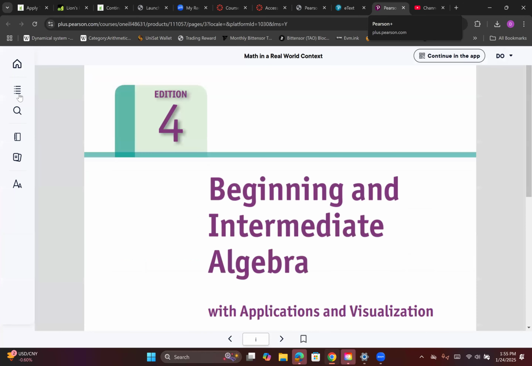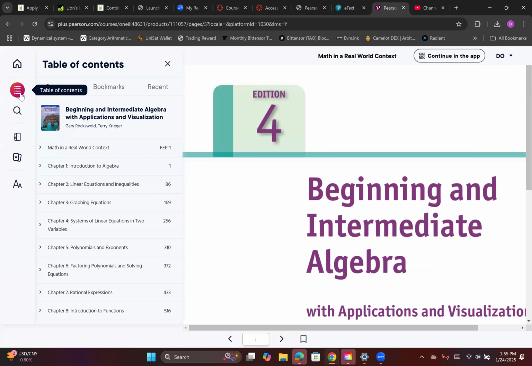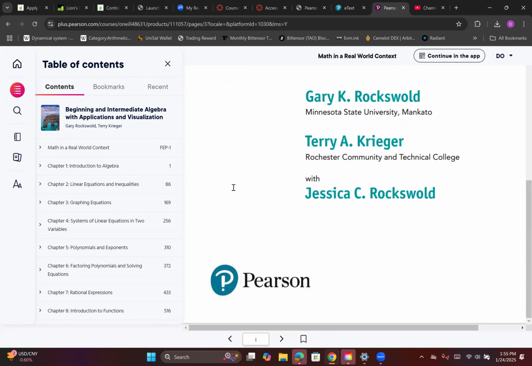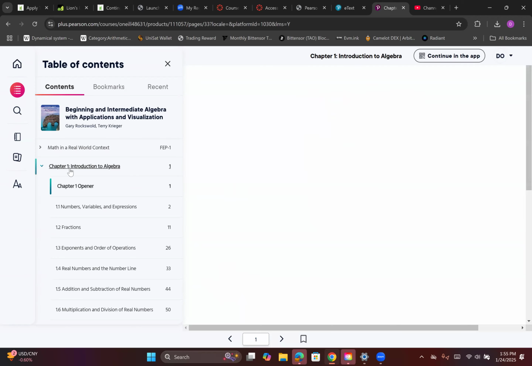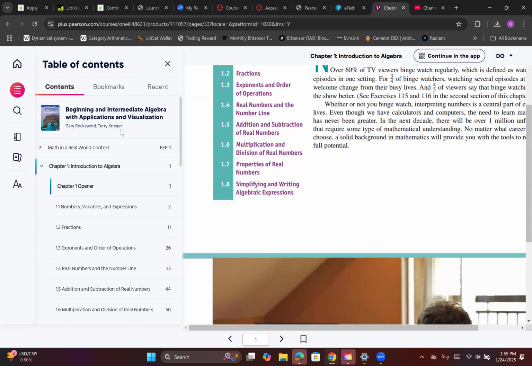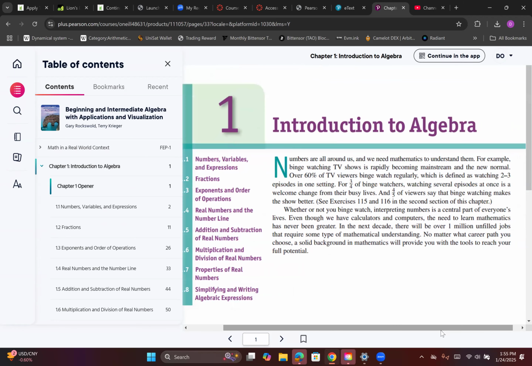Table of contents. So this is just all the chapters, just like a table of contents is in a regular book. But if you want to go through examples and read and see other exercises, this is how you would do it. Over here, if you click table of contents, you have your chapters and all the material. I want to make this clear from day one. All the material that we're going through is from this book. Okay, so these are the authors, Rockswell, Krieger. So if you're wondering where are these problems coming from, every single problem is straight from this book.